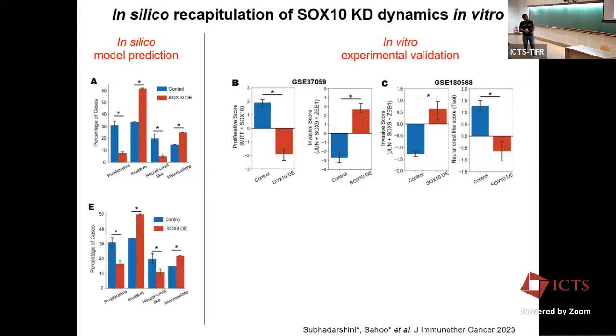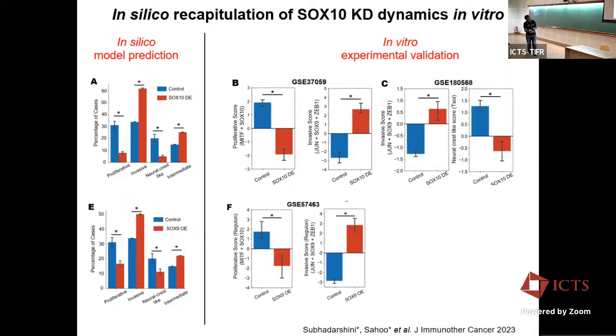Okay. Let's do the other experiment in silico, overexpress SOX9. And that also does the same thing because SOX10 and SOX9 lie on opposite sides. So SOX9 also drives the same transition. And again, when you look at transcriptomic data, you see the same behavior. When you overexpress SOX9, proliferative score goes down, invasive score goes up.